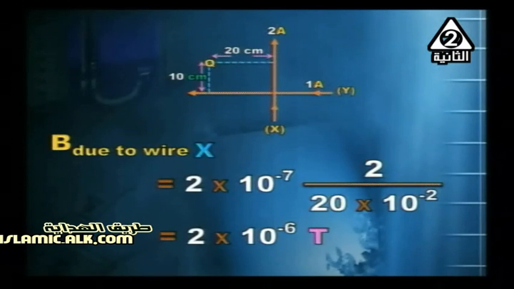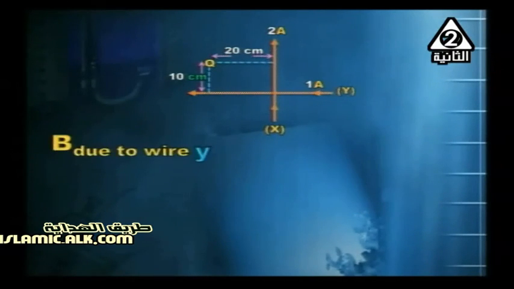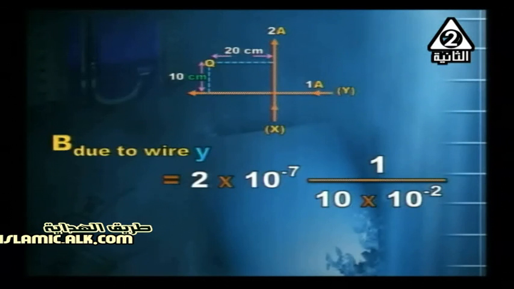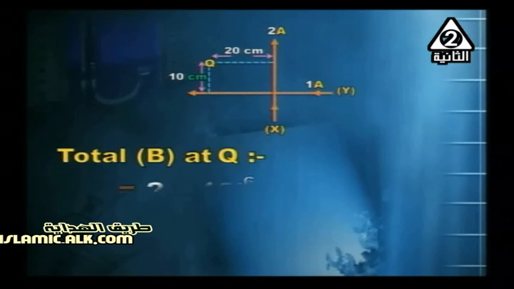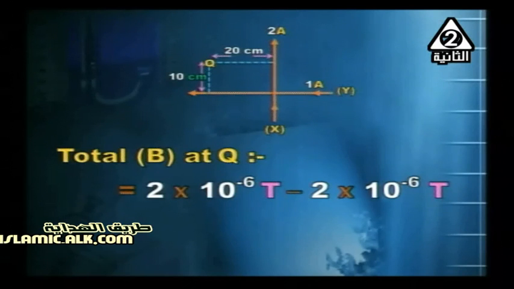We'll do the same for the magnetic flux due to wire Y. Magnetic flux due to wire Y equals 2 times 10 to the power of negative 7, times the current through wire Y, which is 1 ampere, over the distance of 10 centimeters, so it is 10 times 10 to the power of negative 2. And it is also equal to 2 times 10 to the power of negative 6. When we determine the directions of the two fields at point Q, they are in opposite directions and they are equal, so they cancel out. So the total magnetic flux will be 2 times 10 to the power of negative 6 minus 2 times 10 to the power of negative 6, which is 0.